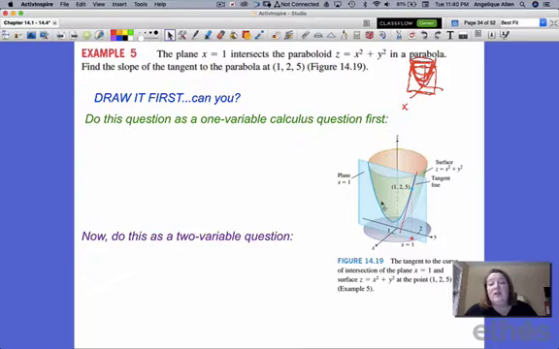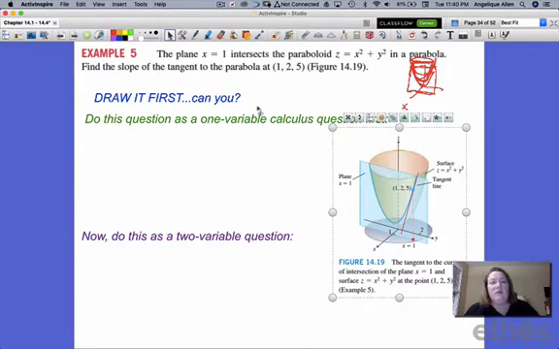The parabola that's created by the intersection of the paraboloid with the plane that goes through x equals 1 right there. Okay, so there's x equals 1, and there's this piece of bowl that's sticking out on this side of the plane, and they want the slope of the tangent to the parabola at (1, 2, 5).